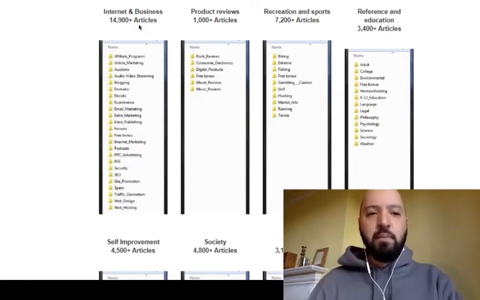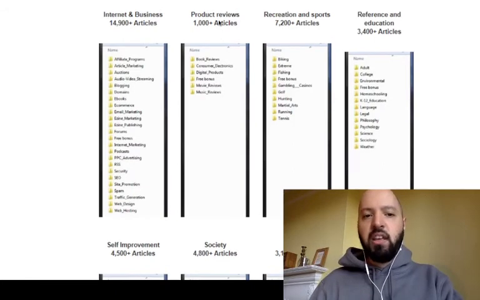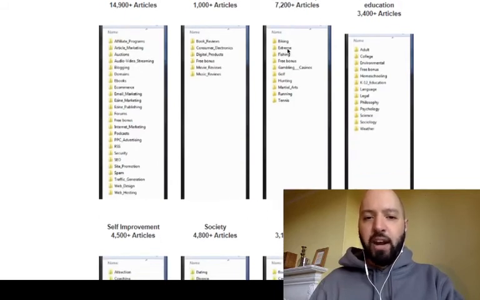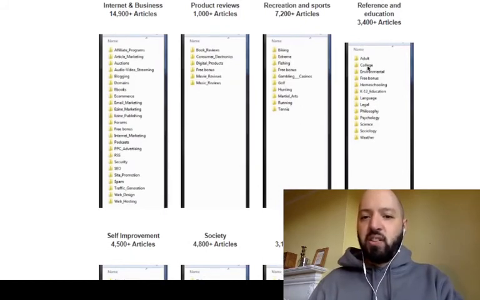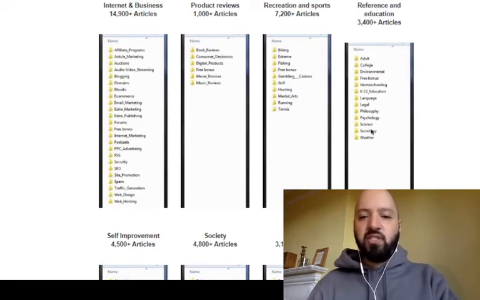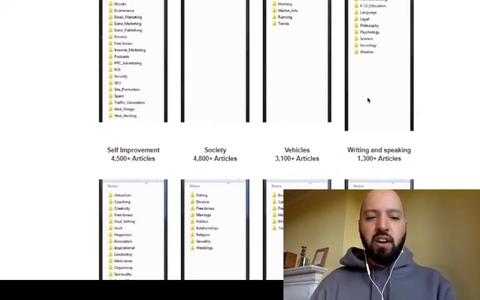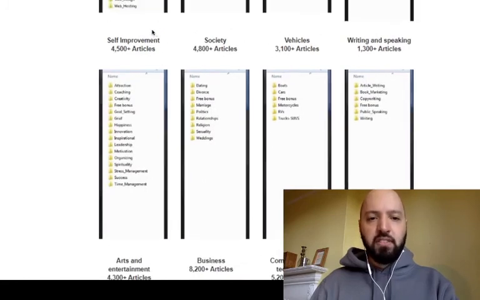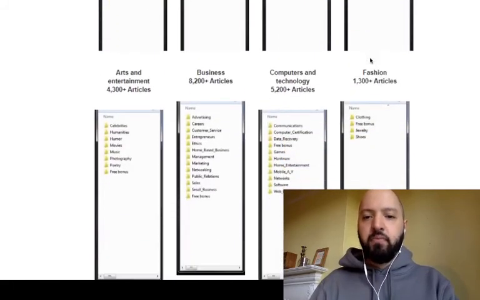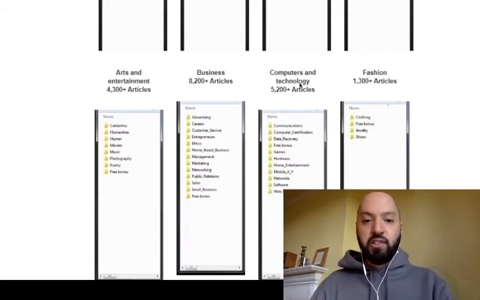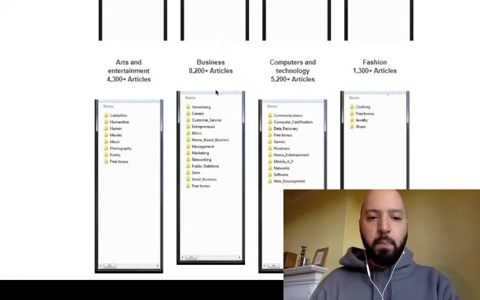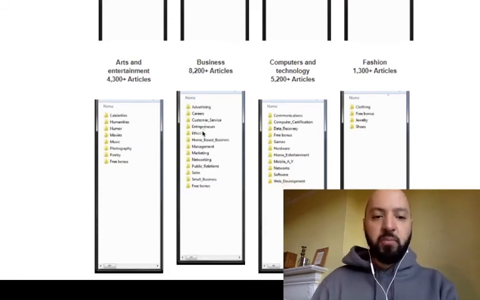So you can see here, internet and business, you're going to get 14,900 articles. I've got 1,000 articles on product reviews, 7,000 articles in recreation and sports: biking, fishing, gambling, golf, hunting, martial arts, running, tennis. Reference and education, so these are articles on K-12 education, homeschooling, environmental, college, adult, philosophy, psychology, science, sociology, legal. Really, really great articles which you can spin. I've got articles on self-improvement, society, vehicles, writing and speaking, fashion, 5,000 articles on computers and technology, 8,000 articles on business, advertising, careers, customer service, entrepreneurship, ethics, management.